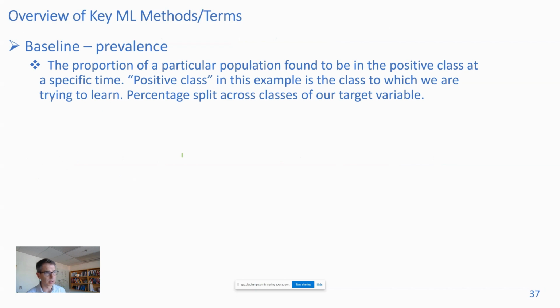So prevalence, we're going to talk about a lot. It's kind of like a baseline. All right, so this is specific to classification problems in particular, and it's the proportion of a particular population found in the positive class.